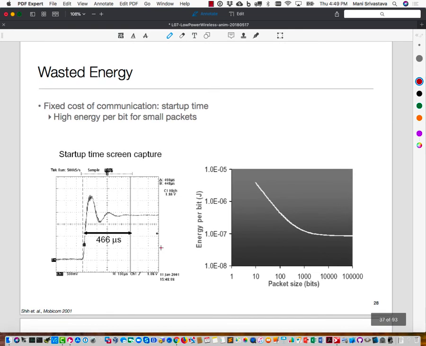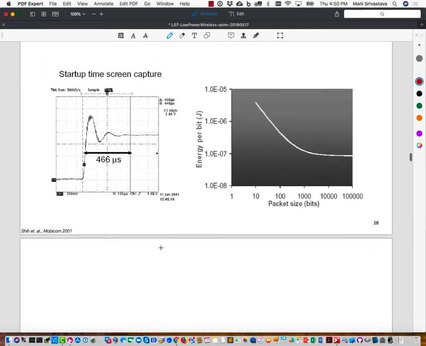Okay, back to our startup story. The startup time in this radio is like half a millisecond. That's totally wasted time. And if you think about it, packet sizes are around a millisecond or 2 milliseconds. So half a millisecond of startup time is pretty significant as a percentage. So making radios which can rapidly wake up is important.